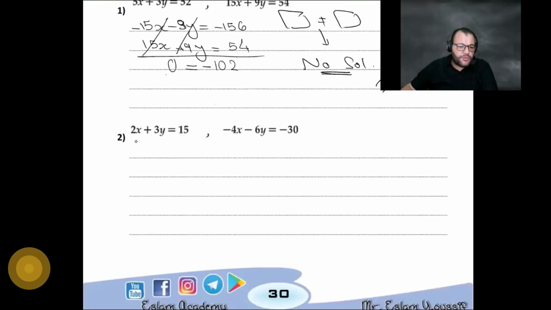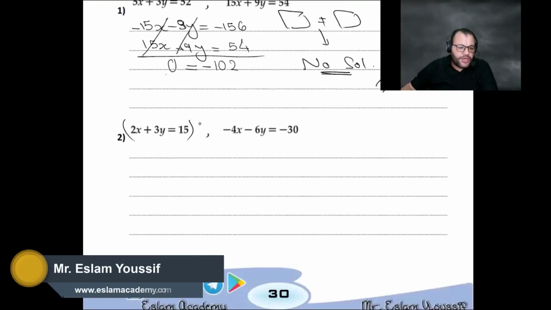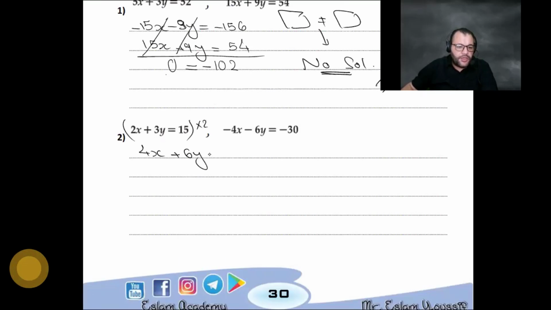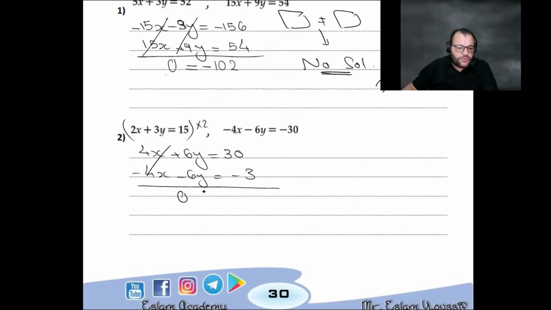But if you look at question number 2, just multiply this equation by 2. So now you have 4x plus 6y equals 30. And the second one, 4x minus 6y equals negative 30. By adding, you will find that this will be 0 equals 0. Is 0 equal to 0? Yes. If the left-hand side is equal to the right-hand side, it means we have an infinite number of solutions. Oh, okay. You understand it?